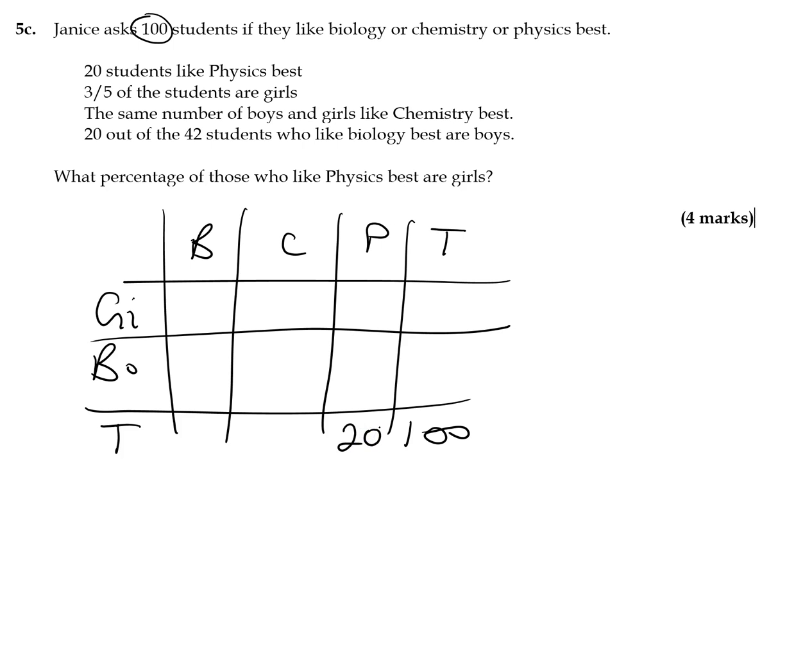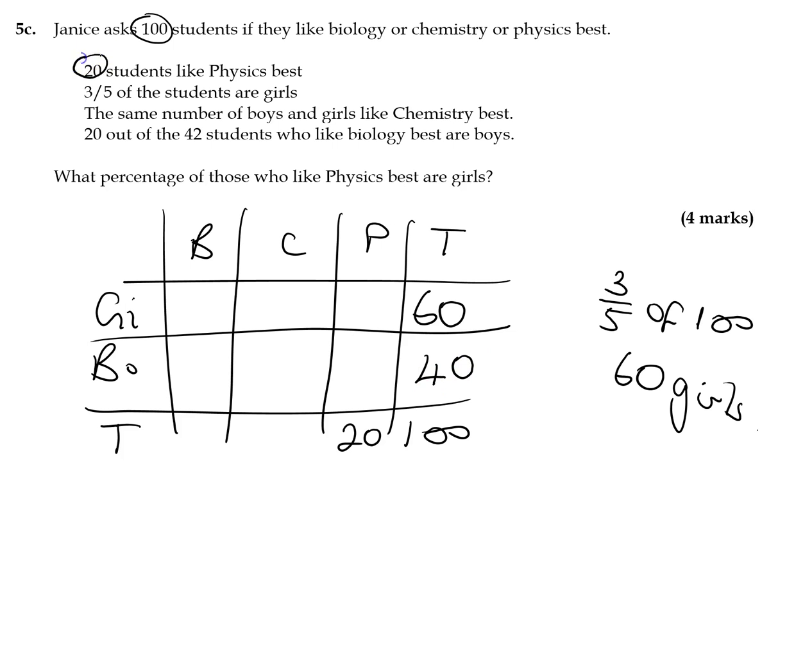3/5 of the students are girls. Now we know there's 100 students, so we want 3/5 of 100. Now 100 divided by 5, so 1/5 is 20, 3/5 will be 60. We could do 3/5 as 0.6 times 100, also 60. But anyway, there's 60 girls. So we fill in the 60 girls total. We now know there must be 40 boys. Okay, so we've done that bit of information, and we've done that bit of information.